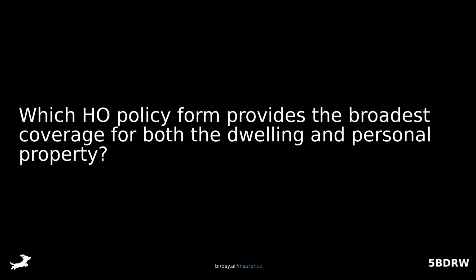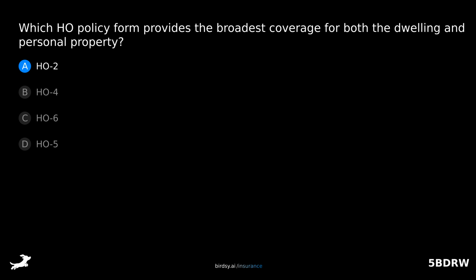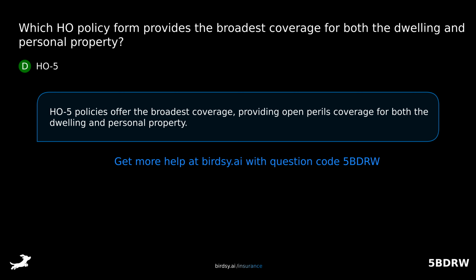Which homeowner policy form provides the broadest coverage for both the dwelling and personal property? Is it A, HO2, B, HO4, C, HO6, or D, HO5? The answer is D, HO5. HO5 policies offer the broadest coverage, providing open perils coverage for both the dwelling and personal property.